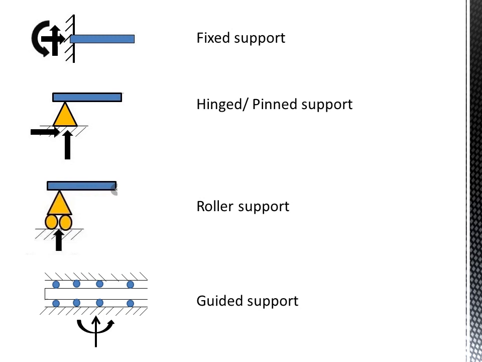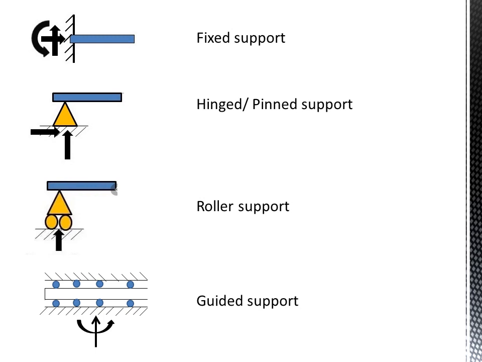Next we have hinged or pinned support. It is the support in which translations are restricted and rotations are allowed. Two force reactions are developed. The examples for hinged support are bicycle stand, door hinge, etc. For trusses, usually pinned support is provided.